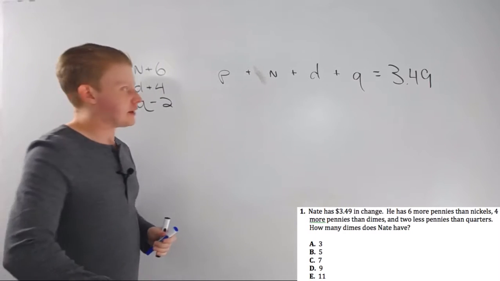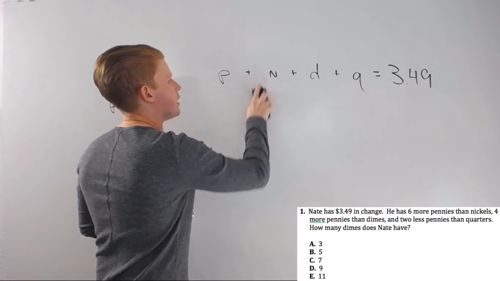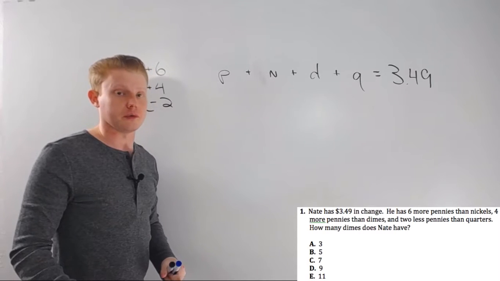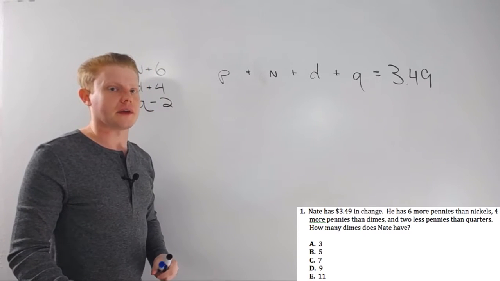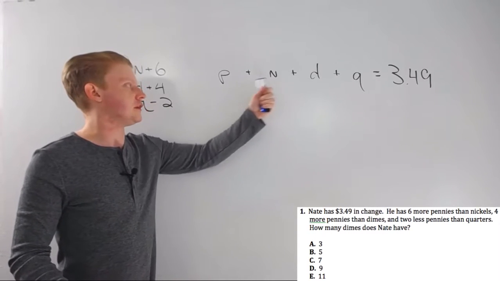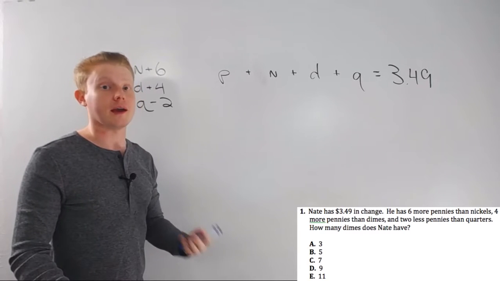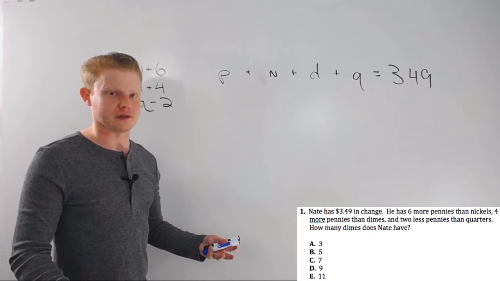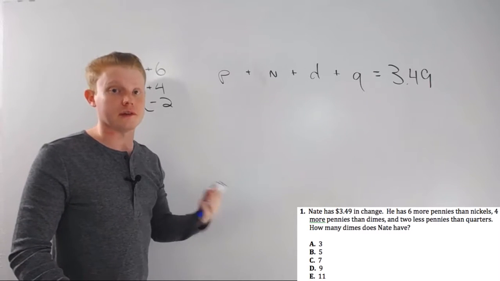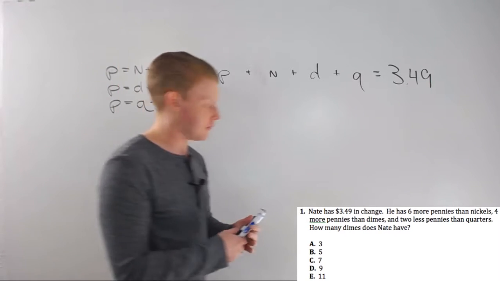If I leave it just like that, I've got a problem, because that's saying that the number of pennies plus the number of nickels plus the number of dimes plus the number of quarters is equal to $3.49. That's not entirely accurate. These things are weighted differently, right? A penny's 1 cent, nickels 5, dimes 10, quarters 25. So I have to account for that. It's kind of like a weighted average in a way. Value times number. P, N, D, and Q represent the number of each type of coin I have, but I have to also account for the value.